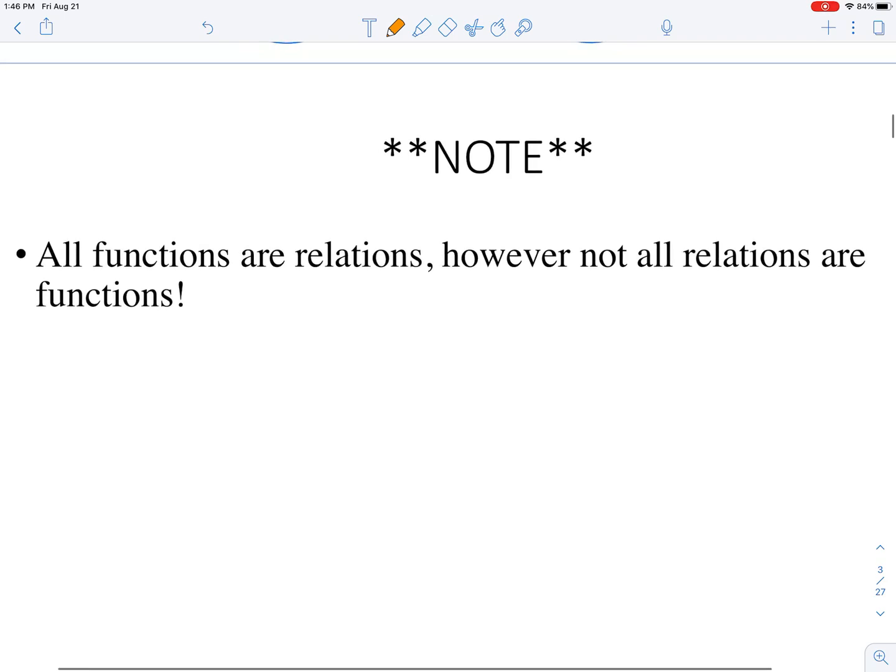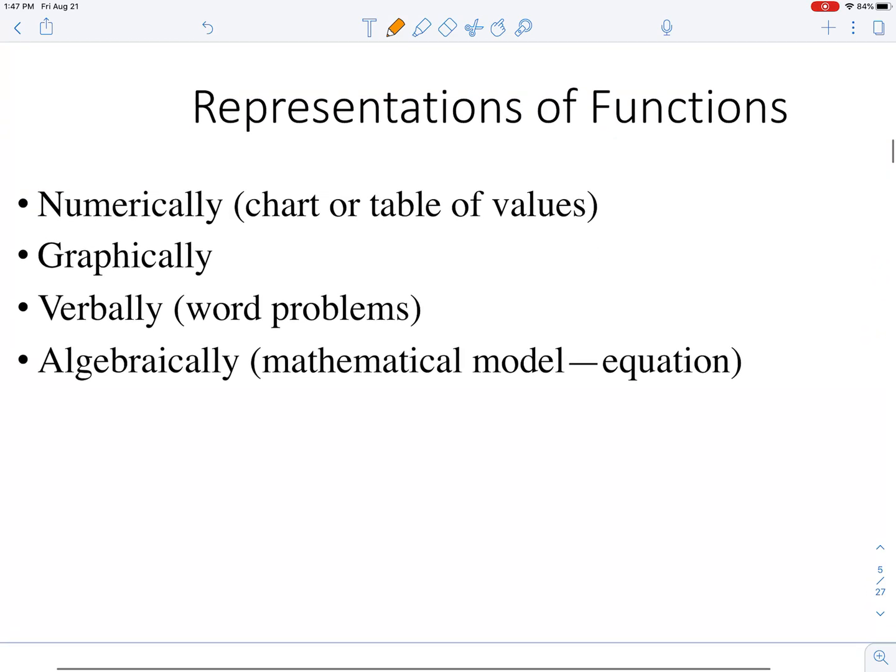So this is kind of helpful to think about. All functions are relations. However, not all relations are functions. And that's really important to remember. So there are different representations of functions that you guys should be familiar with.